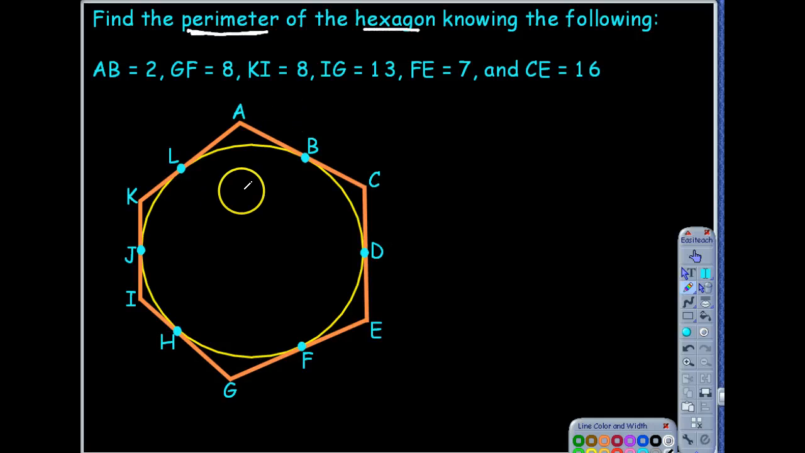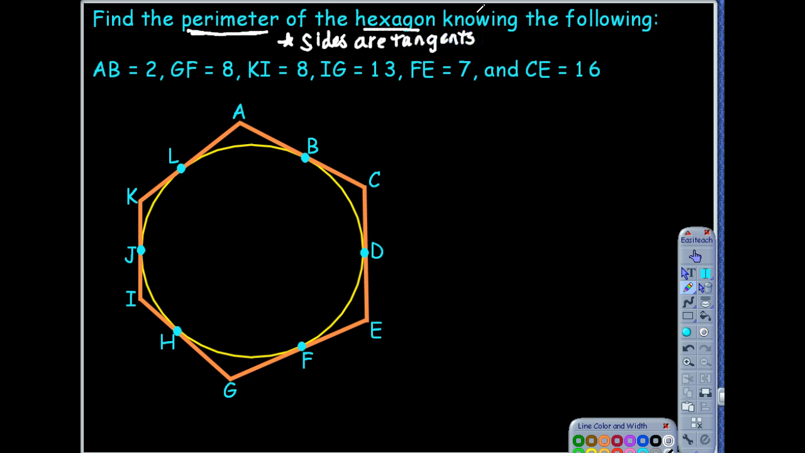Notice the relationship between that hexagon and that circle. Notice how every single one of these sides is a tangent to that circle. It's intersecting the circle at all of these points here. Okay, so each of these sides, I'm going to make a note, these sides are tangents. So we want to keep that connection.